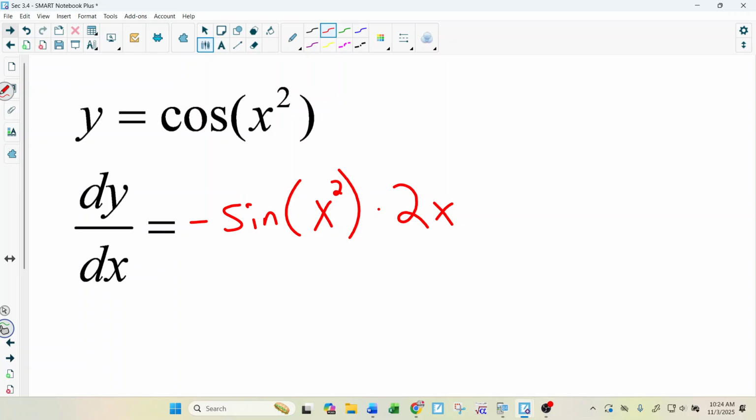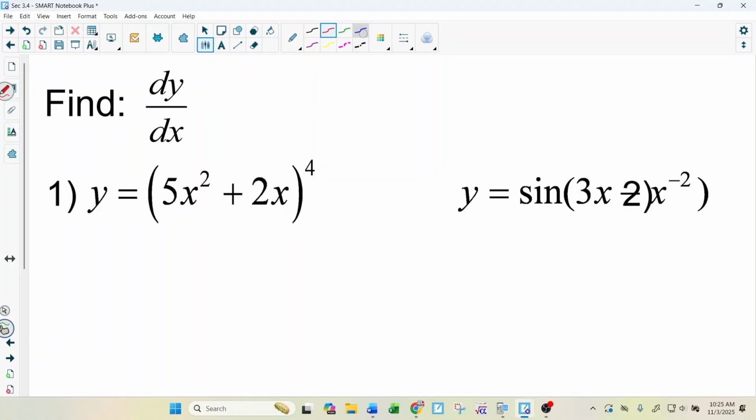So just like product rule and quotient rule, I think the key to this one is having those words in your head. Derivative of the outside, inside stays the same, times derivative of the inside. And if you can think of that as you go, it's going to help. Okay?